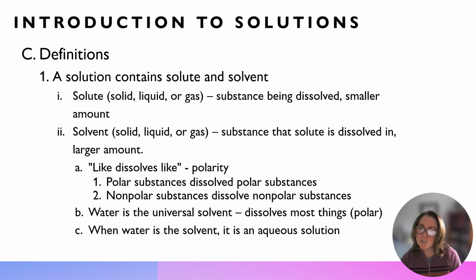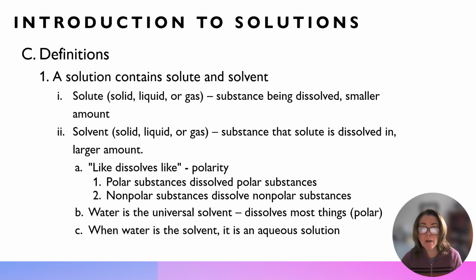All right, well, since this chapter is all about solutions, let's define exactly what we mean by a solution. So a solution is a homogeneous mixture that contains a solute and a solvent. The solute can either be a solid, liquid, or gas. It is the substance being dissolved, and it is in the smaller amount. A solvent can also be a solid, liquid, or gas, and it is the substance that the solute is being dissolved in, and it is in the larger amount.